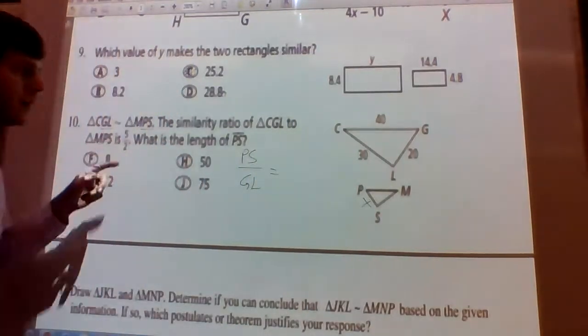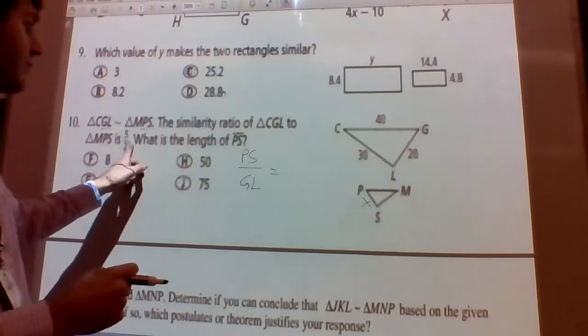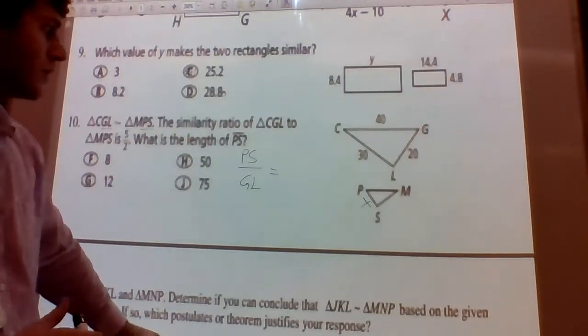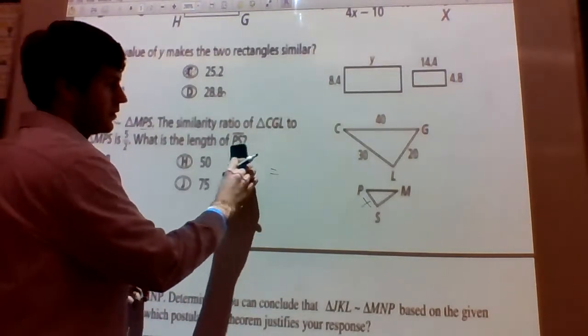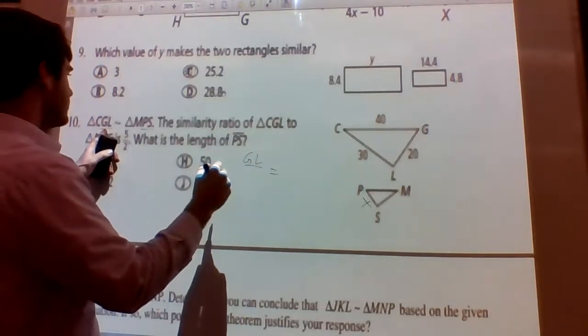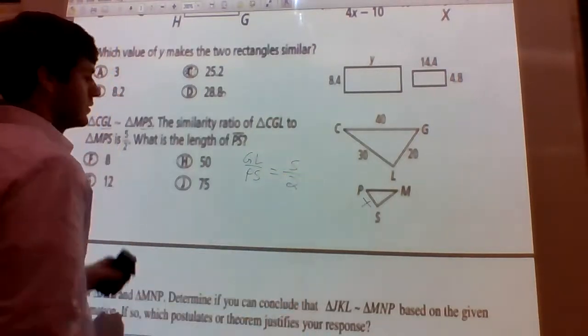What do we know this ratio is equal to? CGL. So we've got to do it the other way. They're saying 5/2 is the ratio of CGL to MPS, so we've got to flip it. GL is proportional to PS, and that's going to equal 5/2.